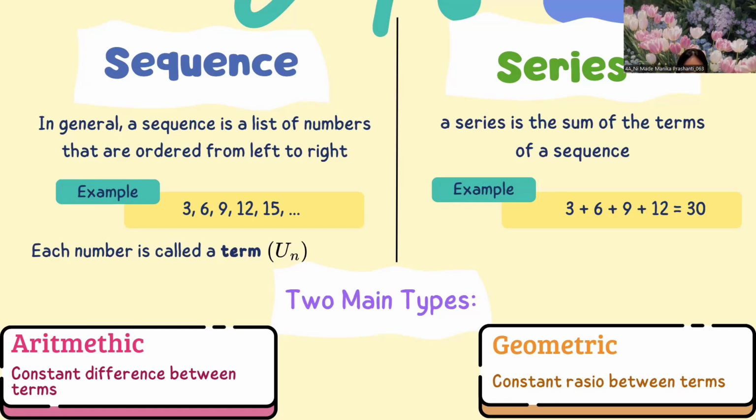Meanwhile, a series is the sum of the terms of a sequence. For example, if there is a sequence 3, 6, 9, 12, the series is 3 plus 6 plus 9 plus 12 equals 30. There are two types of sequence and series. First, arithmetic, which has a constant difference between terms. And second is geometric, which has a constant ratio between terms.